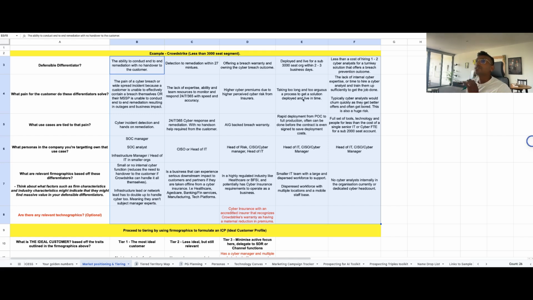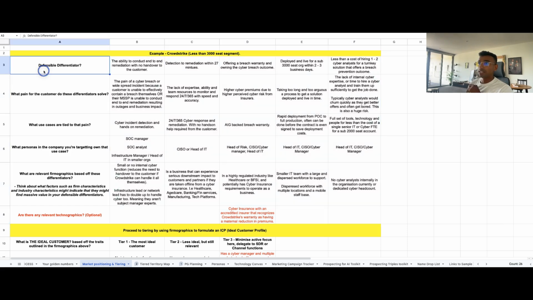So this is my market positioning and tiering framework document. I will get my team to include a link down below where you can download this asset and then match it up with the video and go through this exercise yourself. But essentially what I've done is I have broken it down into those 7 steps. So step number 1, what is your defensible differentiator?